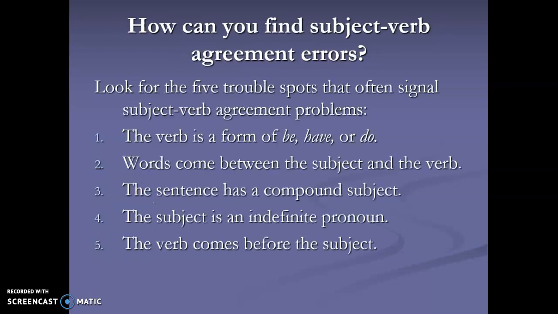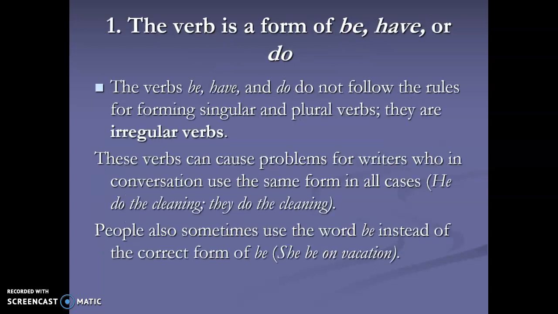So there are 5 trouble spots that often signal subject-verb agreement problems. And that's when the verb is a form of be or have or do, when there are words that come between the subject and the verb, when the sentence has a compound subject, when the subject is an indefinite pronoun, or when the sentence is flipped and the verb comes before the subject. If we're creating sentences that have these trouble spots in them, we want to make sure that we are picking the correct subject and verb.